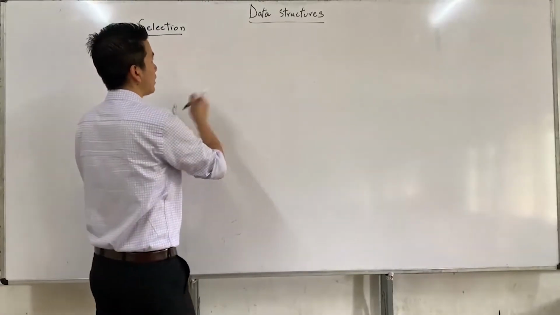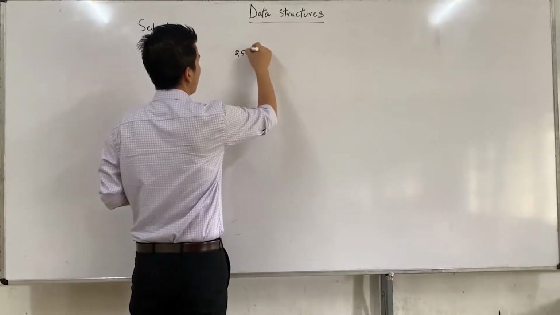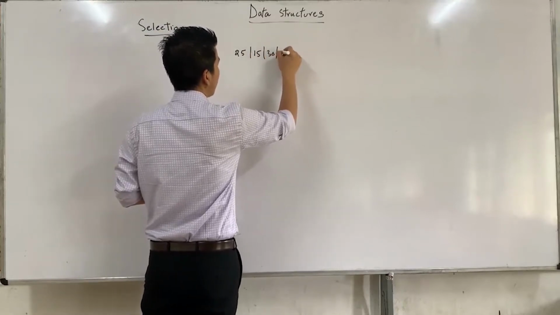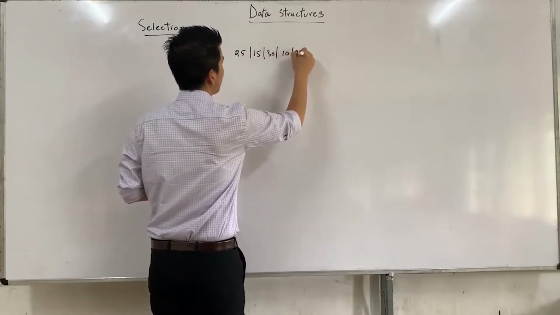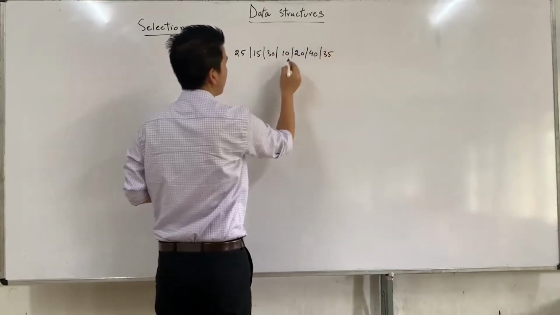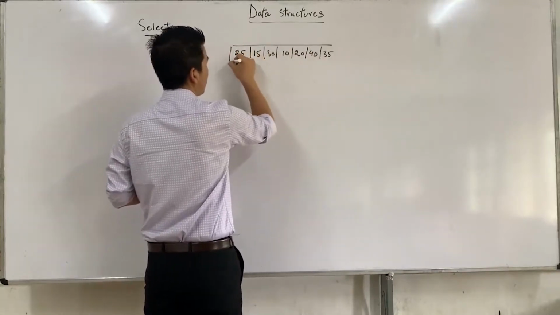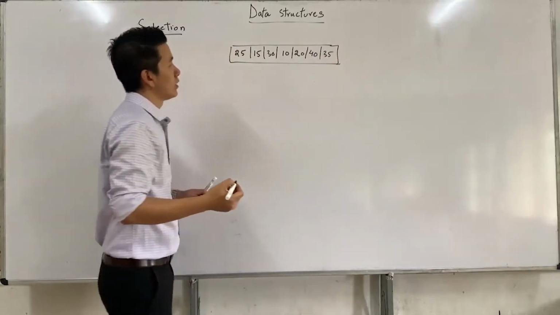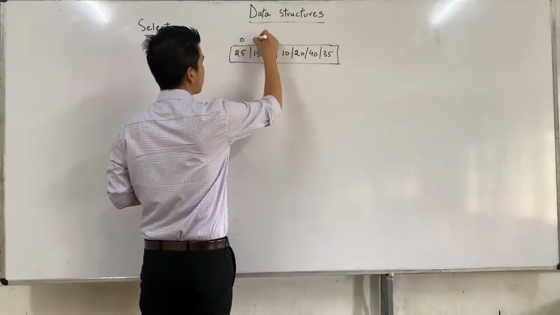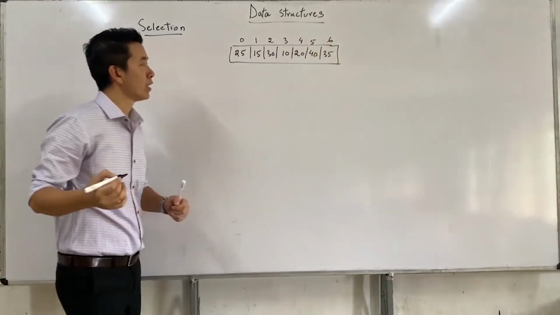Okay, so let's say we have a list like this: 25, 15, 30, 10, 20, 40, and 35. The sorted order would be 10, 15, 20, 25, 30, 35, and then 40. Let's say I have the list in which the elements are placed randomly, and then you have the indexes as 0, 1, 2, 3, 4, 5, 6.